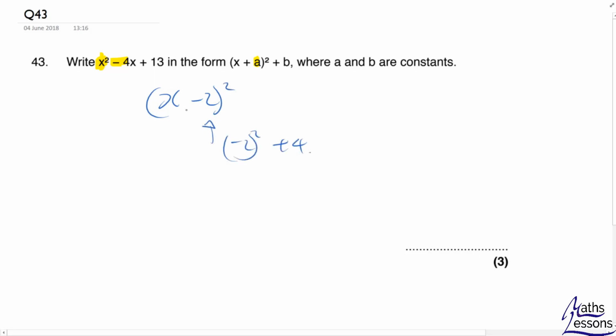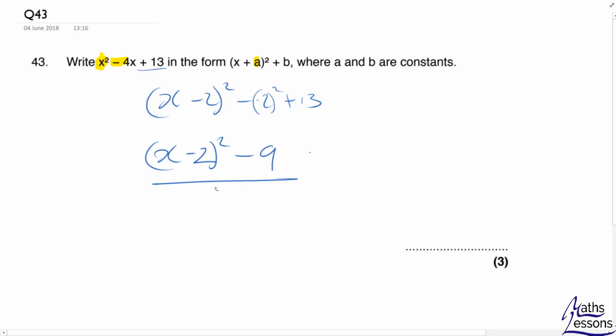which is equal to 4. Whatever you've got here, the easiest way to do it is to take that away. So take away the minus 2 squared and then add on what it is you need to have on the end, and that gives you the number on the end. Let's just do that. So we're going to get (x − 2) all squared, minus 2 squared is 4, minus 4 plus 13 is going to give plus 9. So that's my final answer for that.